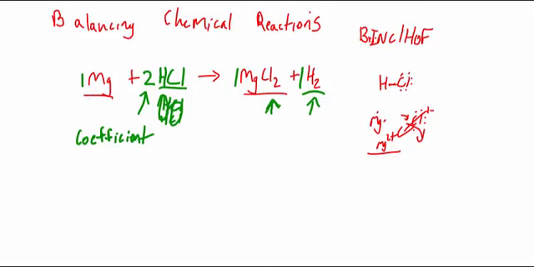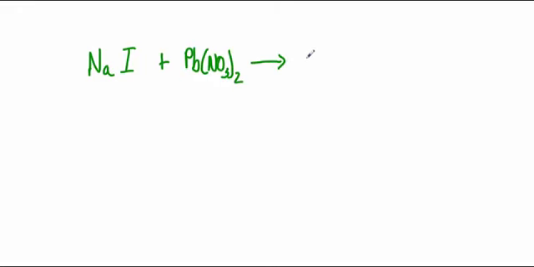Let's look at one that's maybe a little bit more complex and see what we're going to do. So I showed you guys this reaction in class one day. I took sodium iodide and I reacted it with lead nitrate, lead 2 nitrate, Pb(NO3)2, and we got out of that sodium nitrate, which is NaNO3, and lead iodide, which is PbI2.